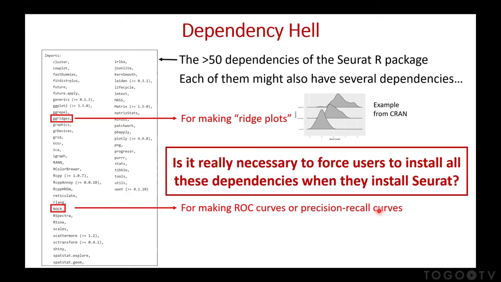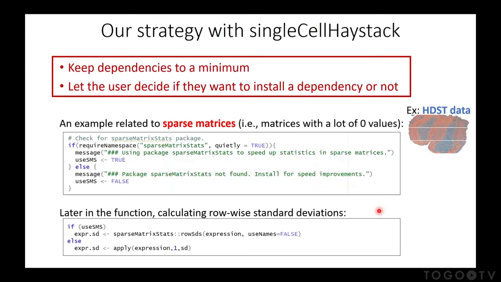So is it really necessary to force the users to install all these packages if they want to install Seurat? If you fail to install one of these, you will be stuck, right? It will take a lot of time maybe to solve it. I think it's not necessary to force this. So our strategy with singleCellHaystack was to try to keep this to a minimum. I think we only have 5 dependencies. Of course, our method does only one thing and Seurat does many things, but still. And we try to let the user decide if they want to install a dependency, yes or no.